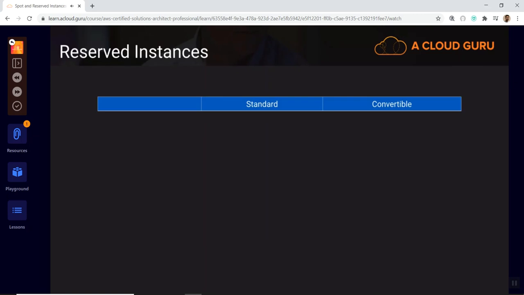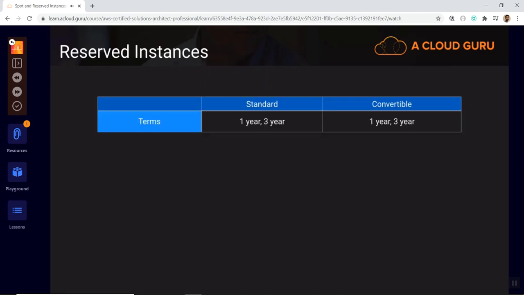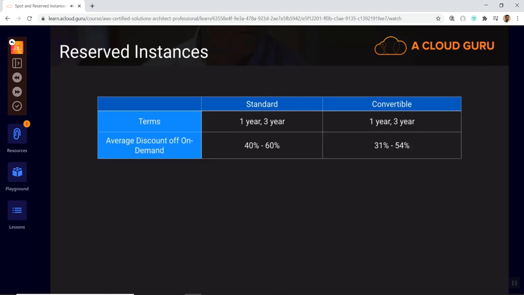Let's look at the differences between a standard and a convertible reserved instance. Well, the terms are the same. You can do it 1 year or 3 years, and there's a variety of upfront payments, partial payments, or no upfront payments. Generally, you're realizing between a 40 to 60% discount on a standard, and you give up some of that savings on a convertible because convertibles are a bit more flexible. So on average, you're saving between 31% and 54%.